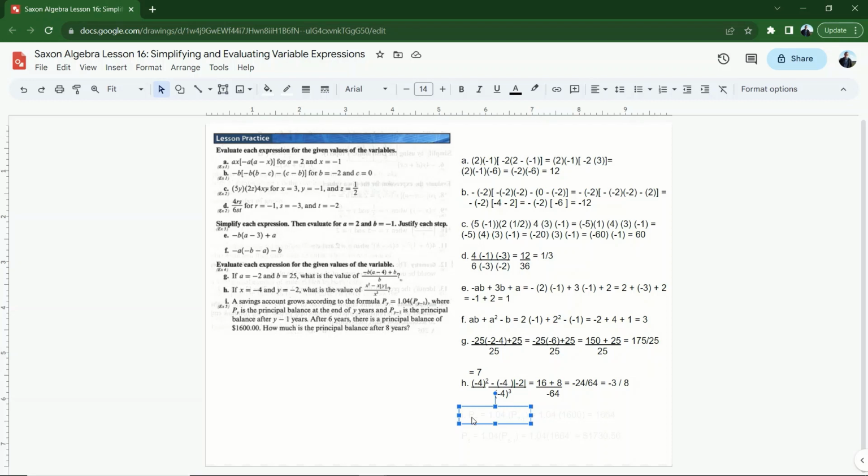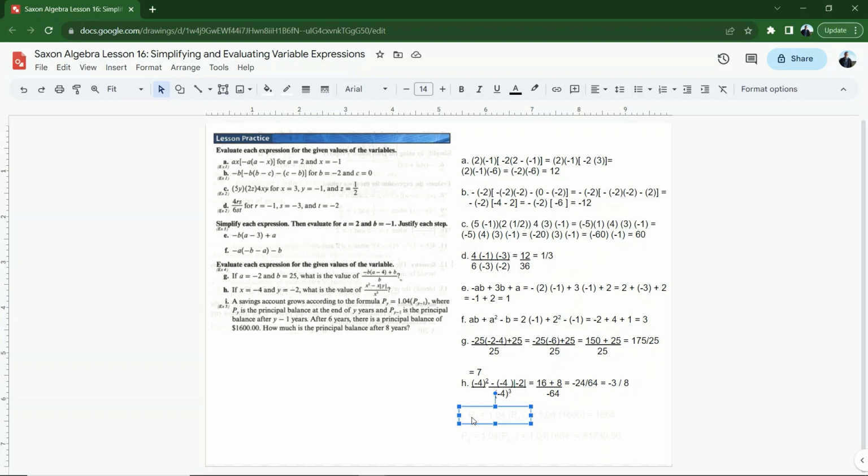For this one, it says we have a savings account that grows according to the formula P sub y equals 1.04 P sub y minus 1. Now listen, these variables in the subscript are just awful because it seems like you should have to do something with them. And you kind of have to, but they're not mathematical operations. It's not like you're multiplying or raising P to a power. It's just denoting which P we're talking about.